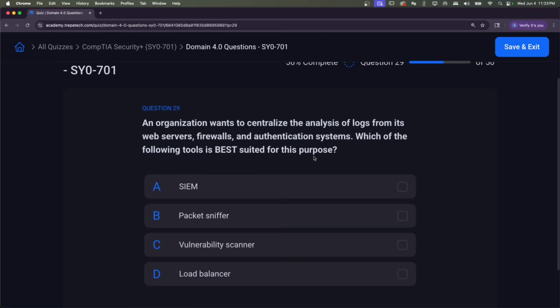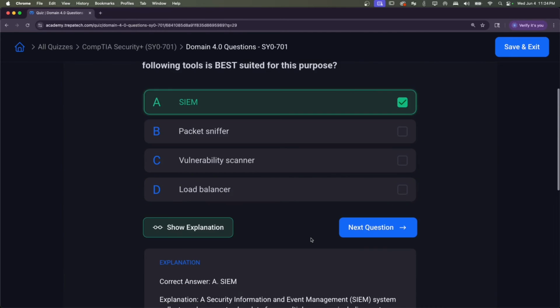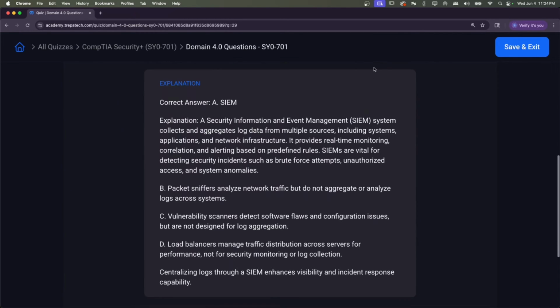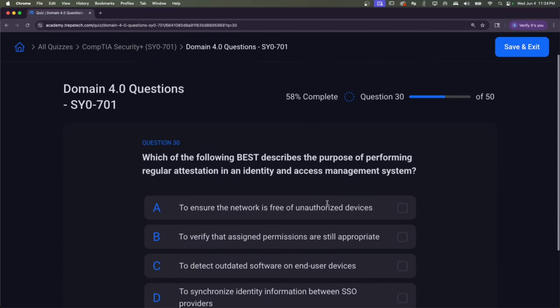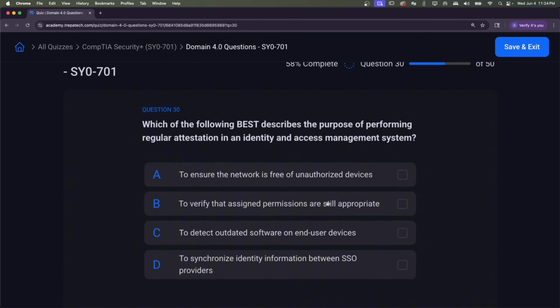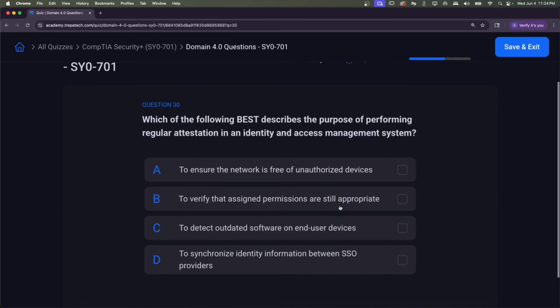Question 29. An organization wants to centralize the analysis of logs from its web servers. SIEM again. Did it twice, right? Okay, moving on. Definitely gonna adjust that. Because this is pretty much like almost my Q&A for you guys, right? Before I put these questions live on our learning management system, I do this video and I'm like, okay, I have to go back and adjust. So that's probably one I'll get rid of again. It's a little redundant.